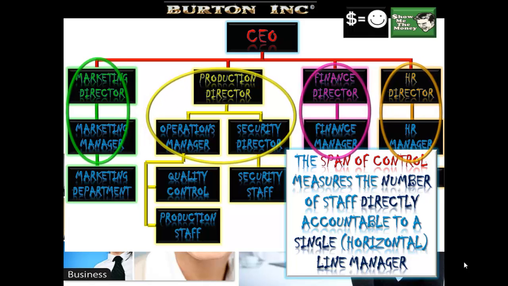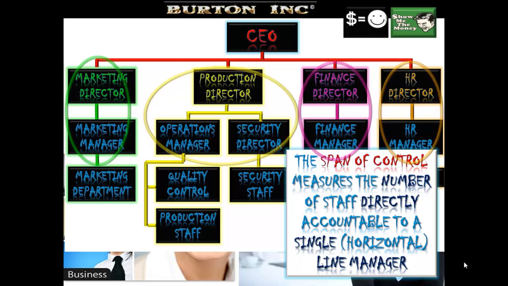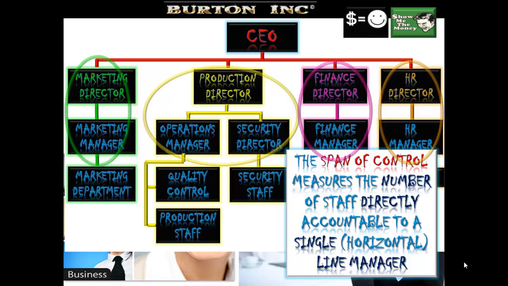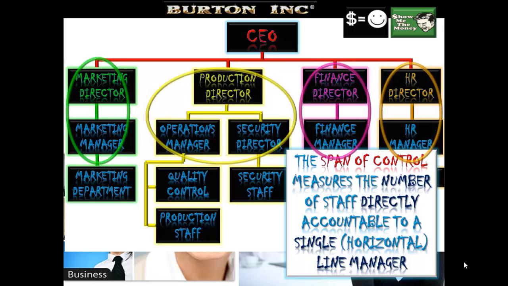They are giving orders, making sure that the operations manager is doing what he or she should be doing, and also at the same time making sure that the security director knows what's going on, knows what needs to be done, and is monitoring the performance of both of these individuals. The span of control measures the number of staff directly accountable, not all the way down the chain, but just directly beneath the next level of the hierarchy.